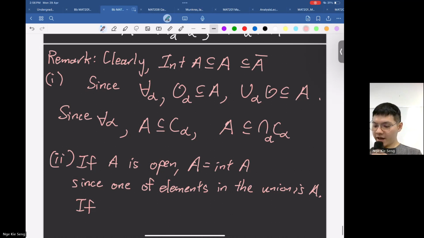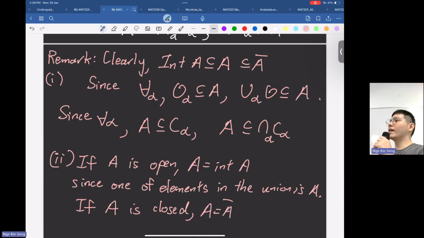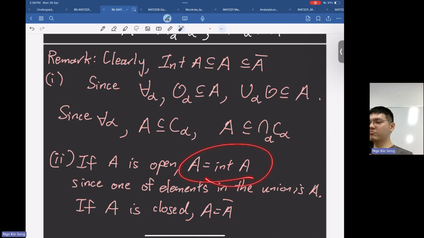And if A is closed, what happens? A equals A bar. Why? Because you intersect with A again, since A is one of the closed sets, so you get A. So you see, these two definitions were previously results from metric space, but here they are results from the definition. Last time we took it as a definition, but this time it is just a consequence of the definition.